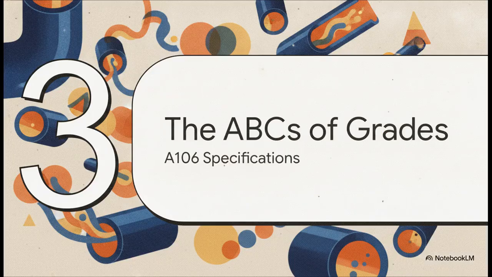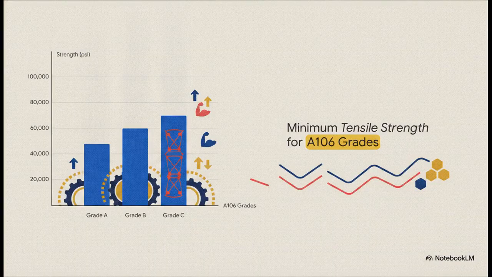Moving on to Section 3, the ABCs of grades. A106 isn't a one-size-fits-all situation. And this brilliantly illustrates how the specification is tiered. We can see a very clear ascending progression of minimum tensile strength. Grade A sits at 48,000 psi, Grade B steps it up to 60,000 psi, and Grade C pushes the absolute limit to 70,000 psi. But this increase in strength doesn't just happen by magic, right?